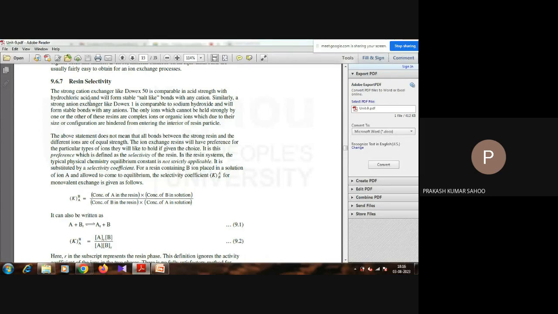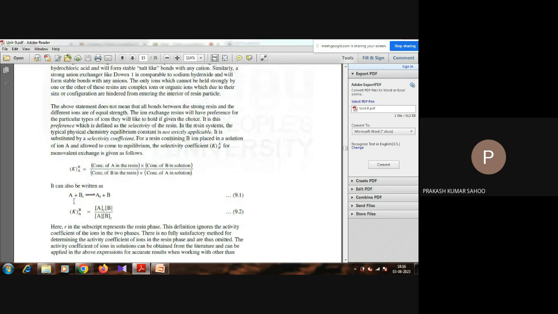The strong cation exchanger like Dowex 50 is comparable in acidic strength with hydrochloric acid and will form a stable salt-like bond with cations. Similarly, a strong anion exchanger like Dowex 1 is comparable to sodium hydroxide and will form a stable bond with any anion. So Dowex 50 is your cation exchanger, which is comparable in acid strength to hydrochloric acid, and it will form a salt-like bond. But Dowex 1 is your anion exchanger.